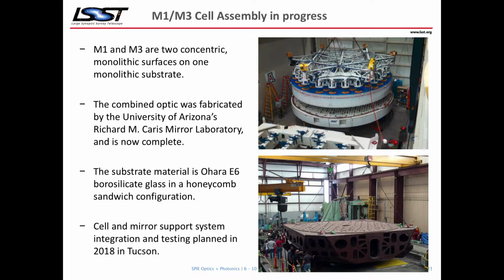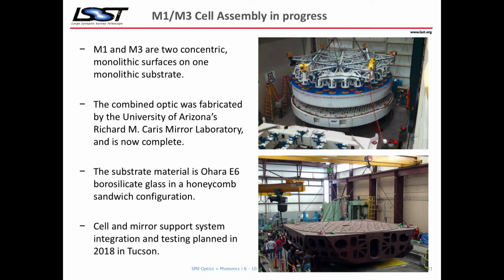So we spun cast this to approximately match the figure for the primary and then had to remove a lot of additional material to make the secondary. In addition, those 2 surfaces had to be concentric to a fraction of a millimeter. So over an 8.4 meter optic, that was a real challenge, and it was a real question whether that would be achievable. But I'm proud to say this is complete now.